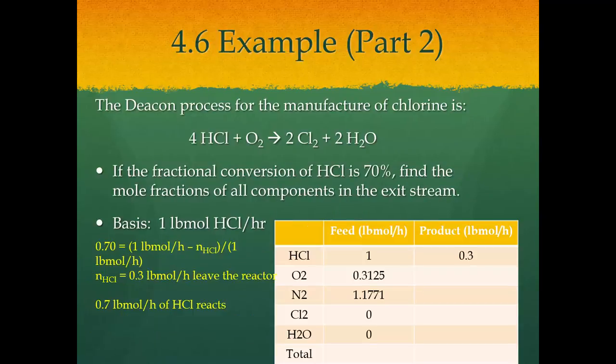Now, if the fractional conversion, so new question, fractional conversion of HCl is 70%, I want to find how much is in the exit stream of everything. So let's start with looking at the HCl. So 70% is going to react. So 0.7 pound moles per hour will react. That means 0.3 don't react. So I'll have 0.3 pound moles per hour leaving the reactor.